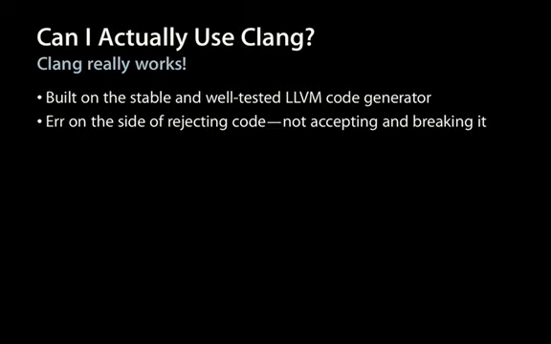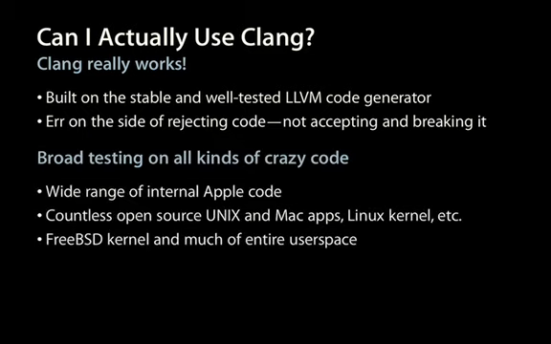Clang, remember, is building on the LLVM code generator and optimizer, so it's using the exact same well-tested optimization and code generation technology LLVM-GCC is using. And as I told you before, if it sees something it doesn't understand, it doesn't hope for the best and keep going and output code that might work. It actually says, no, I do not understand this. Sorry, right? Well, beyond design philosophies and principles, we've also done a huge amount of testing.